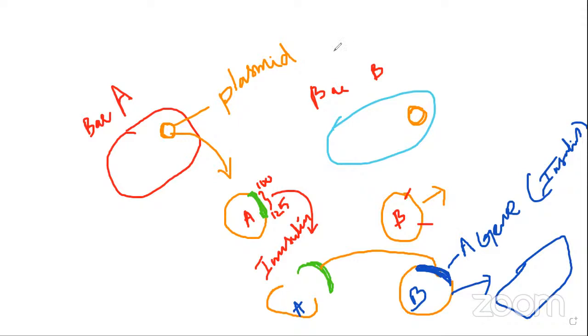This is considered a new one, that's why I have changed the colors. So this one is a new one, after the combination of A and B genes. Okay, so this is the important part.